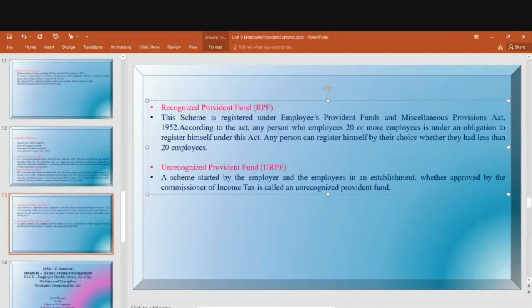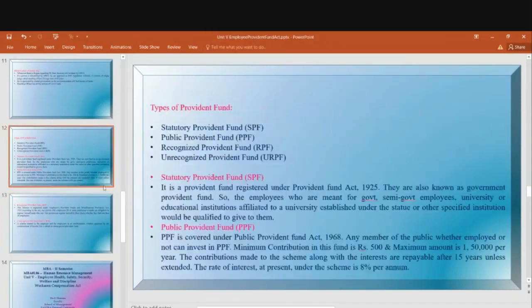And the next one is the unrecognized provident fund. This is a scheme started by the employer and the employees in an establishment, which is approved by the Commissioner of Income Tax. This is called the unrecognized provident fund. So these are the 4 different types of provident fund covered under this act.